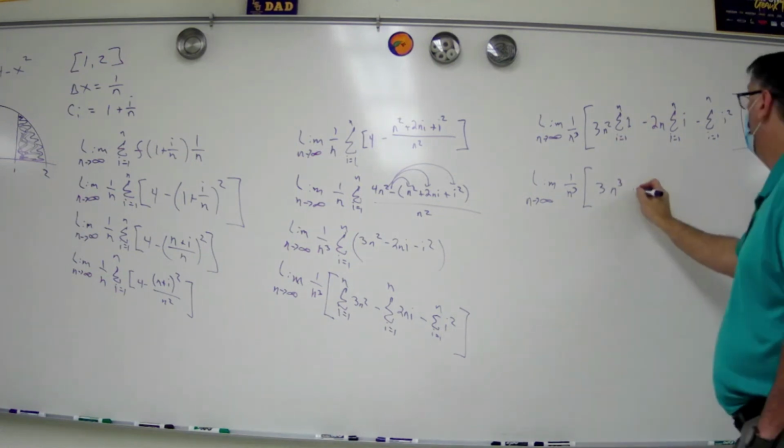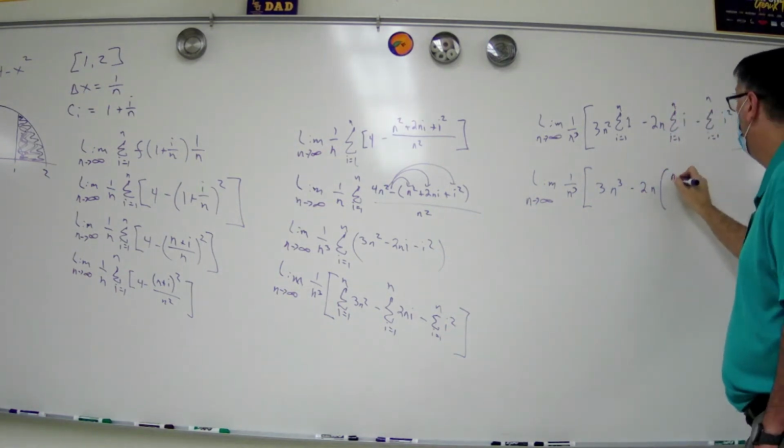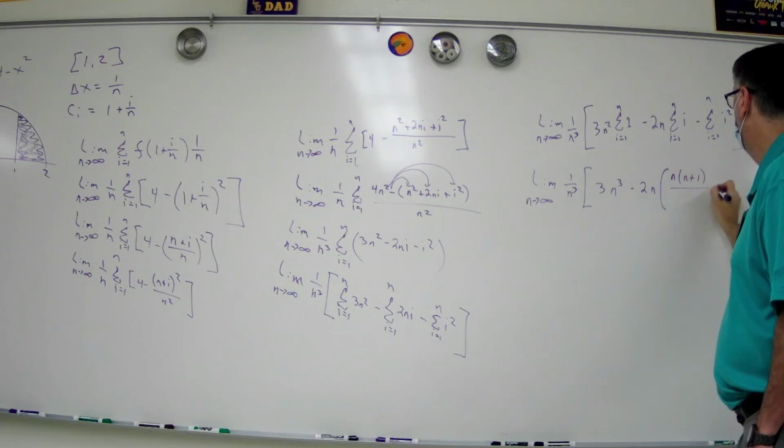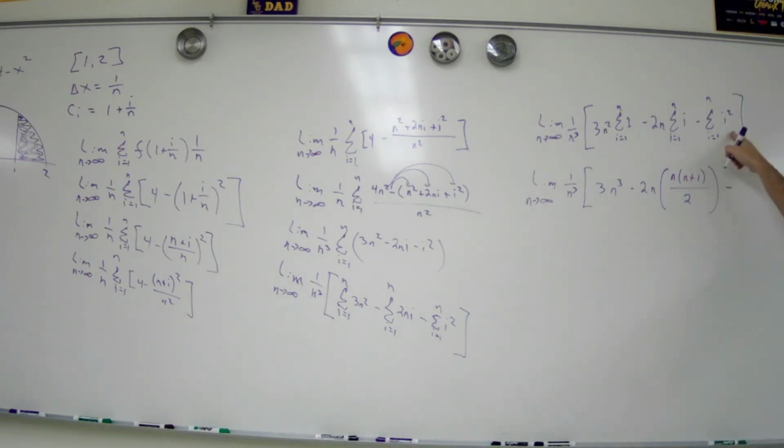All right, minus 2n times, well, what's the sum of i? We have a formula for that. Minus, well, we have a formula for the sum of i squared. And we're now rid of all my sigmas. Having fun yet? I'm thinking I'm going to run out of room.